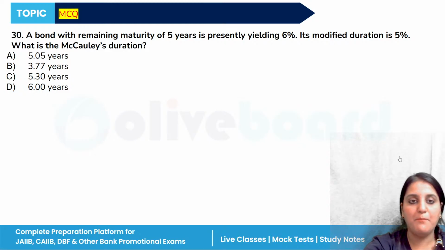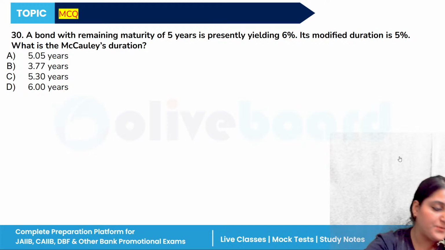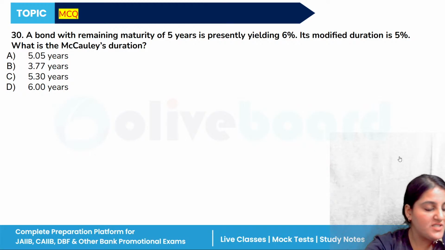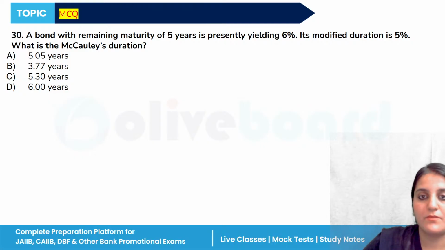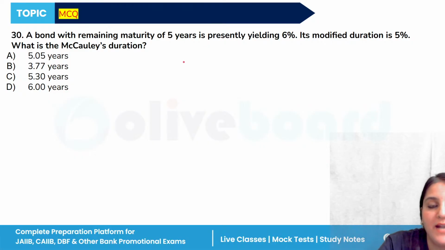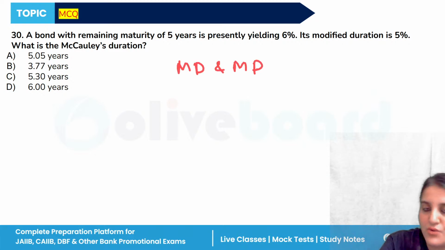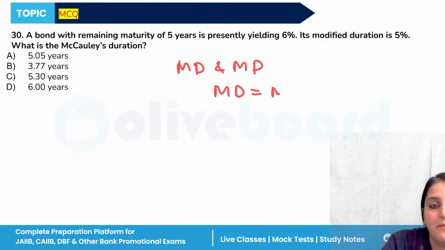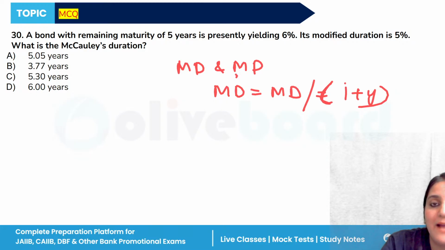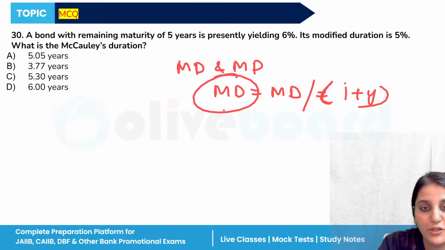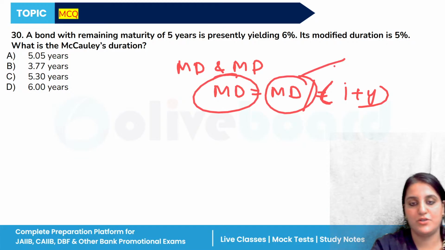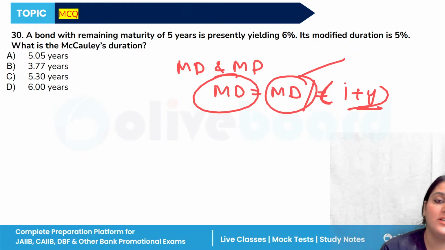Here you have to tell: a bond with remaining maturity of 5 years is presenting the yield of 6%. Its modified duration is 5. So what is its Macaulay's duration? We know that there is a relationship between modified duration, that is MD, and Macaulay's duration, that is also MD, and modified duration is equal to Macaulay's duration divided by 1 plus y. This one MD is not McDonald, this is the modified duration, and this one is the Macaulay's duration, and y is the yield to maturity.